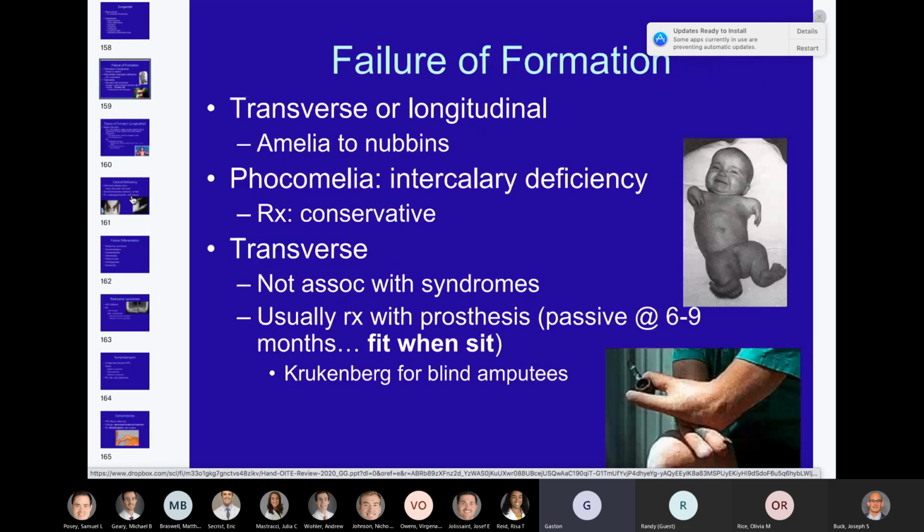Aside from that, kiddos, go back one slide real quick. Kiddos, when should you put them in a prosthesis? Just remember, fit when they sit. So between the ages of 6 and 9 months, you're going to put them in a passive device. Next slide.